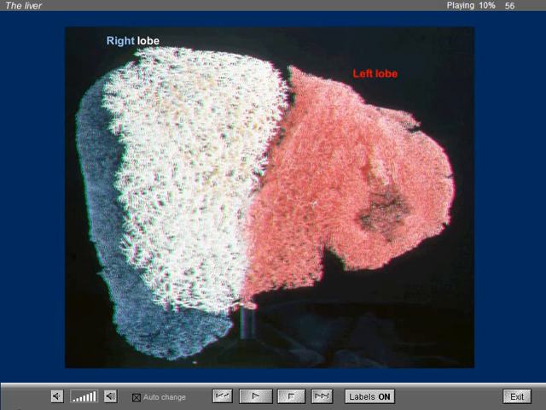When we inject different colored plastics into branches of the portal vein, we can outline the right and the left lobes. So the right lobe is the white and blue, the left lobe is red. And note the sharp demarcation between the different lobes of the liver.